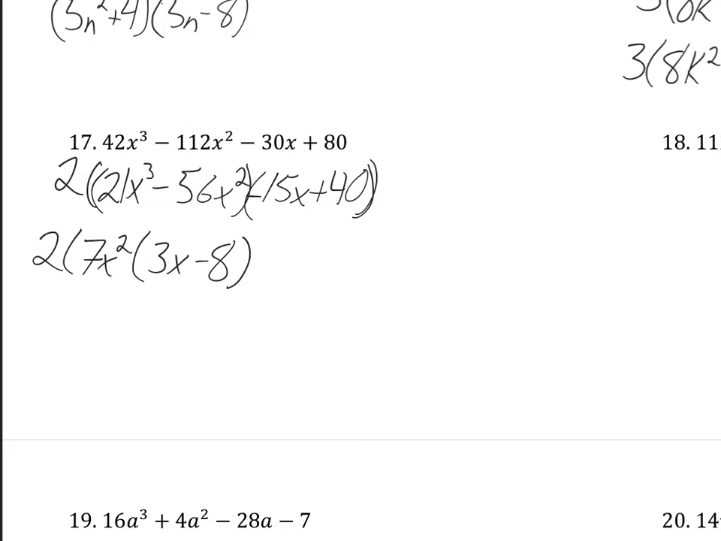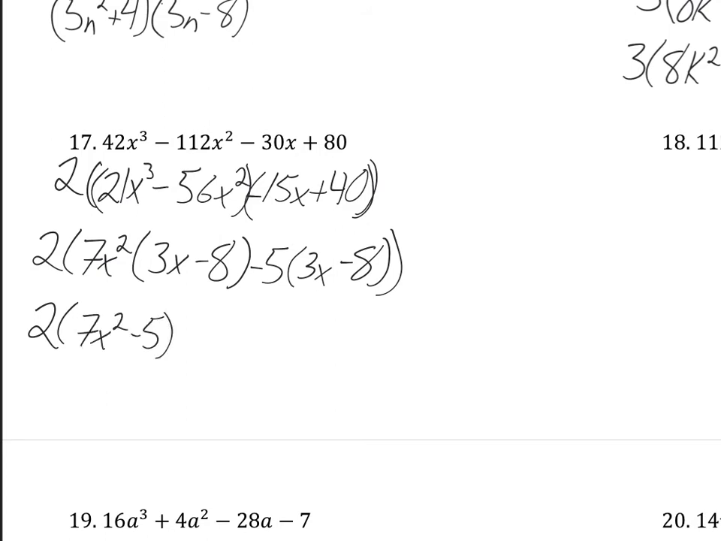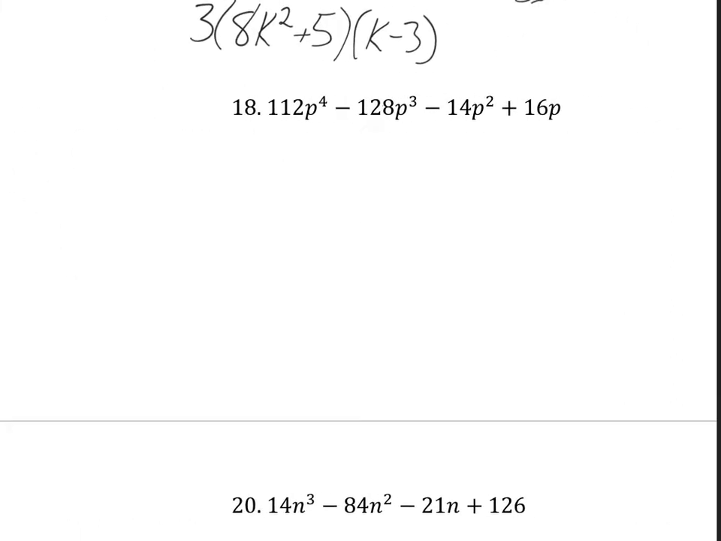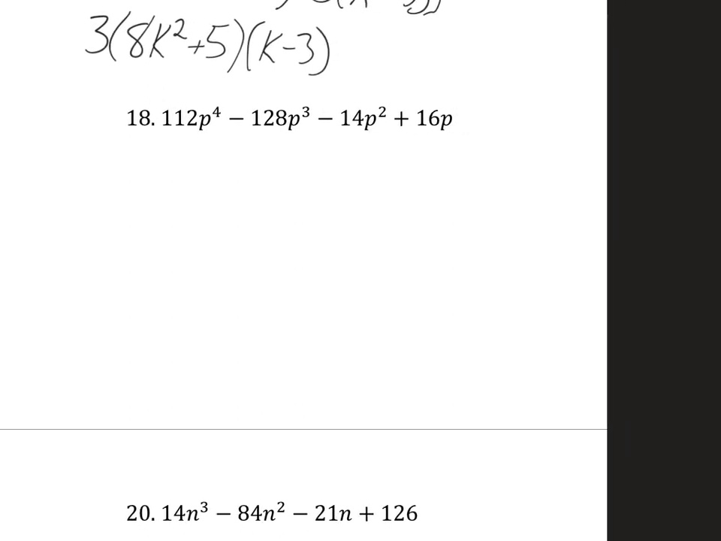Okay, so now I want to make this second part look like that 3x minus 8. So negative 15, what do I have to pull out to make that into a positive 3? A negative 5. So that leaves me with 3x. 40 divided by negative 5 is negative 8. So my final answer is 2 parentheses 7x squared minus 5, 3x minus 8. Okay. Go ahead and try out this next one.